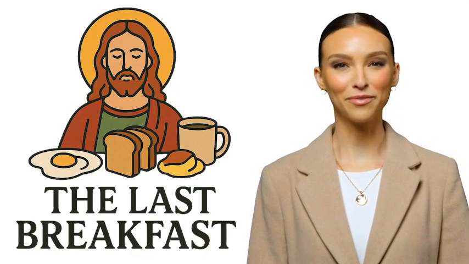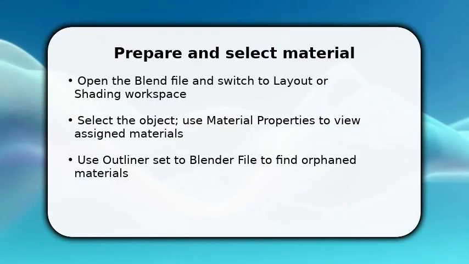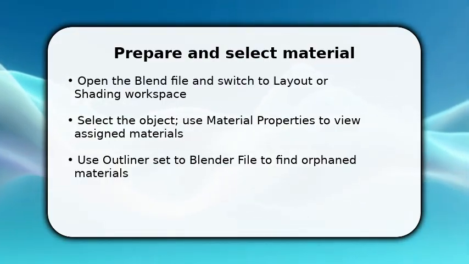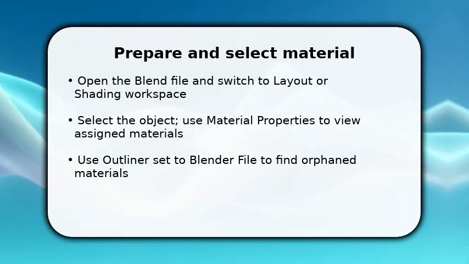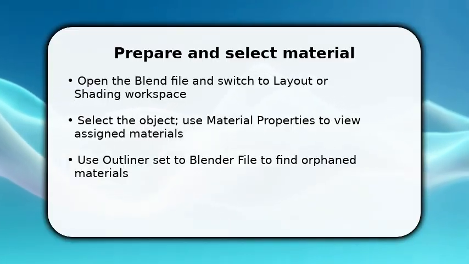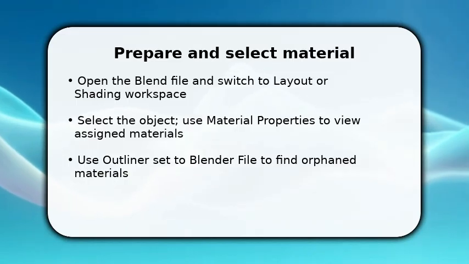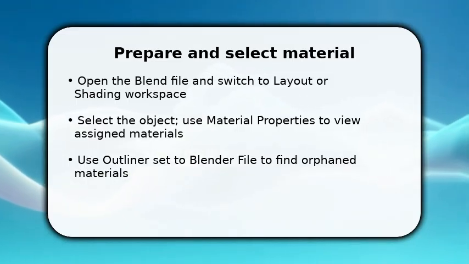Please enjoy the video. You must start by locating the material target so you can remove it cleanly. Select the object in the 3D view and open Material Properties. This shows which slots are active. Once done, check the outliner set to Blender file to expose materials not linked to any object.